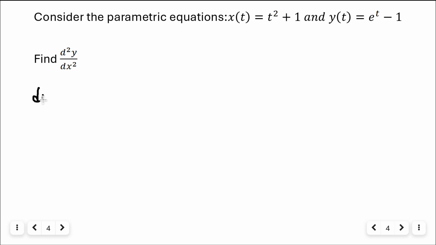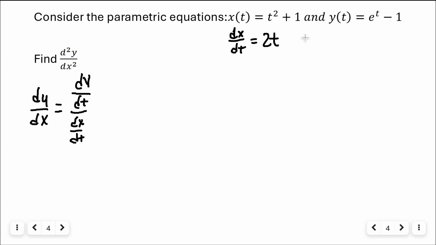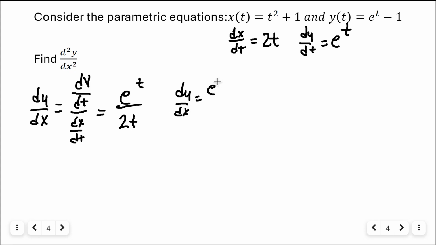To find the first derivative of y with respect to x, I have to take dy/dt and divide by dx/dt. So let's find dx/dt, I guess. dx/dt is 2t. dy/dt is e to the t. So now I'm going to take them and divide them. So that's going to be e to the t divided by 2t. So dy/dx is e to the t divided by 2t.